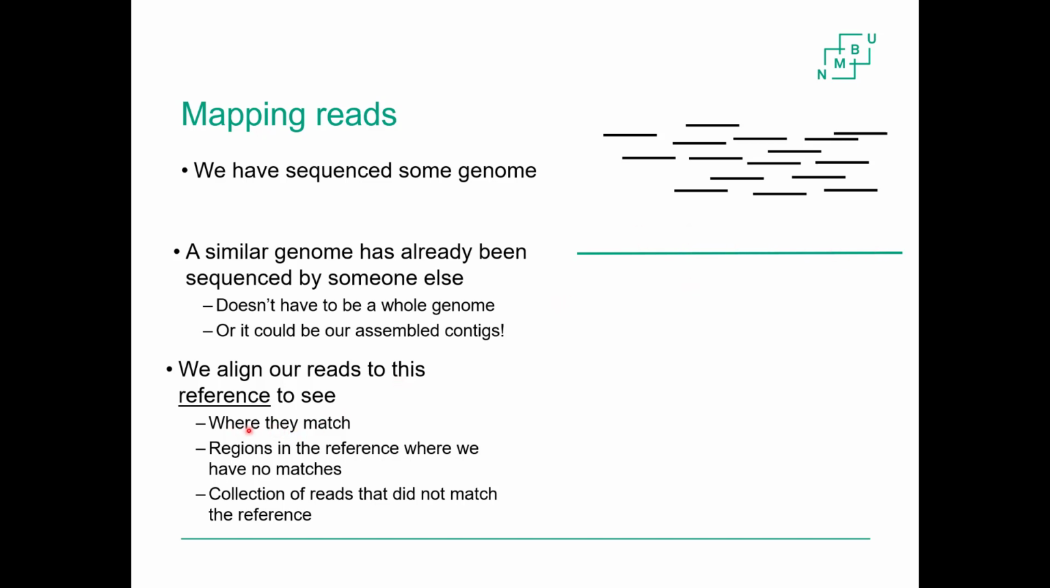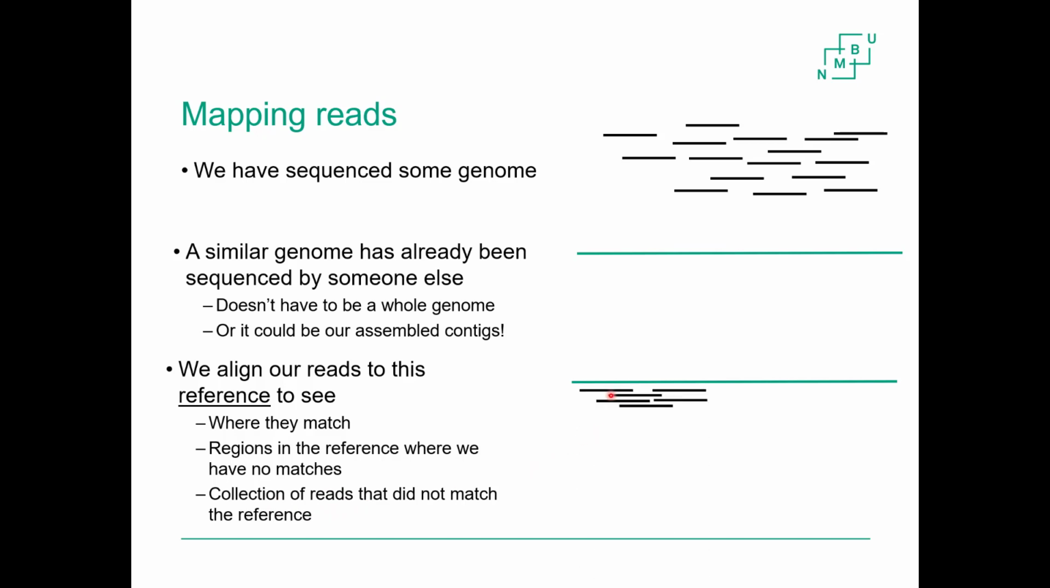And we want to see where the reads match, of course, because that means this genome sequence is similar or identical to this one in those regions. We also want to see regions in the reference where we have no matches. That also gives us some information, and we can collect reads that did not match the reference. So it could look like this.